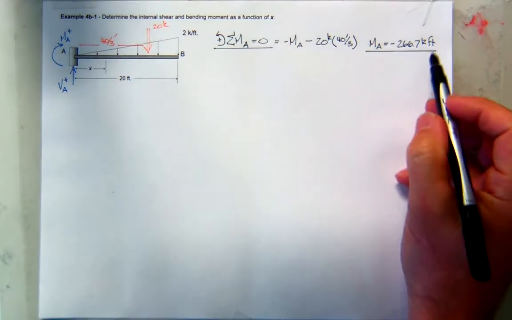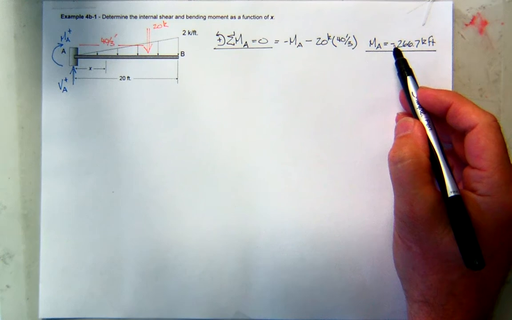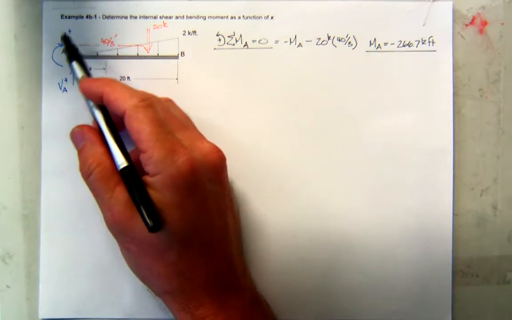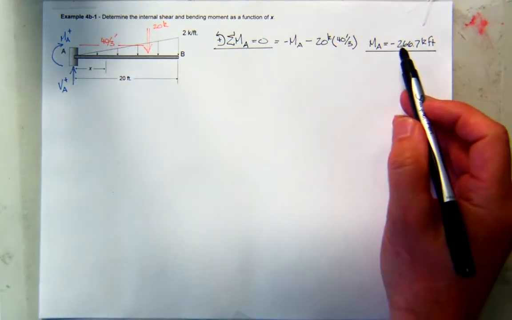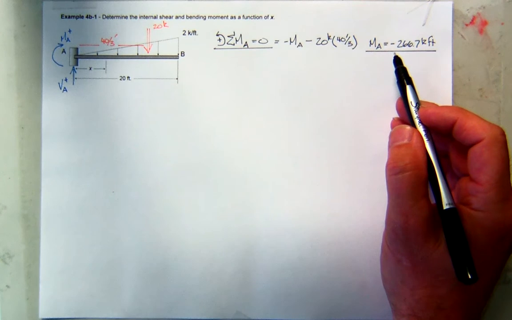So you can see we're going to start off with a negative moment. What does that mean, negative moment? Well, I assume what kind of moment here at A? Positive. So what kind of bending moment do I have at A? Negative.